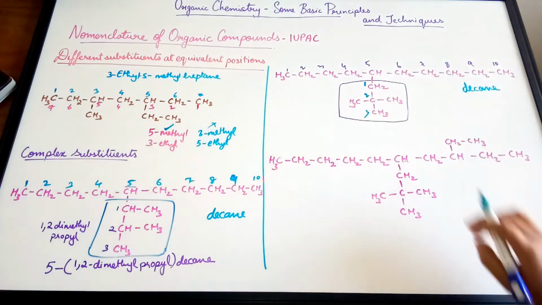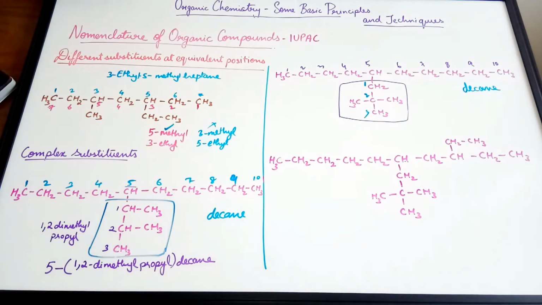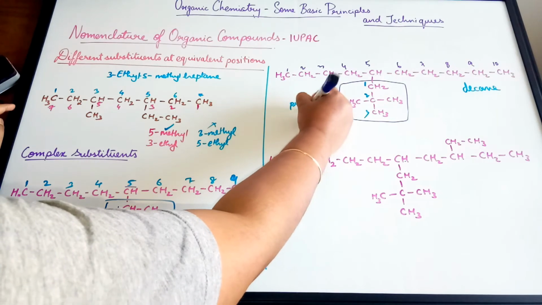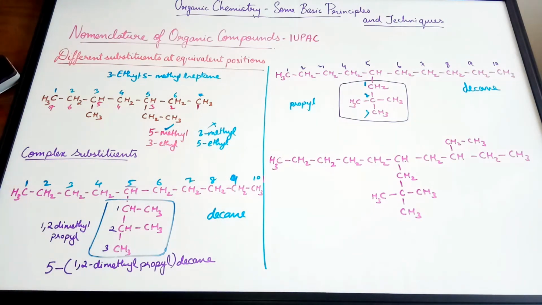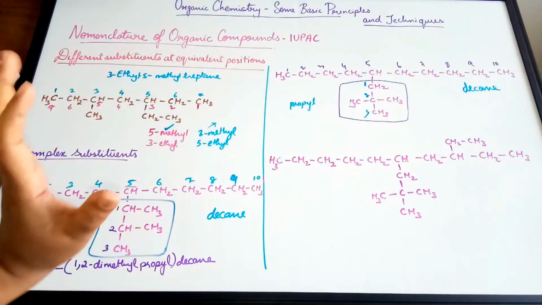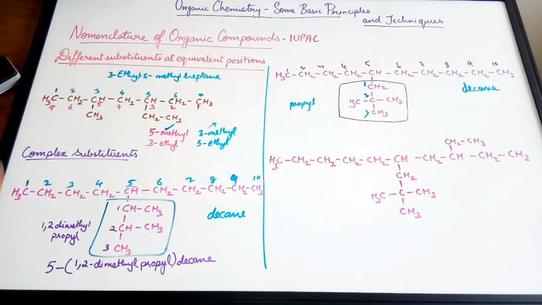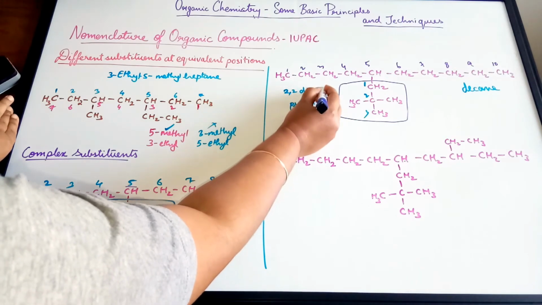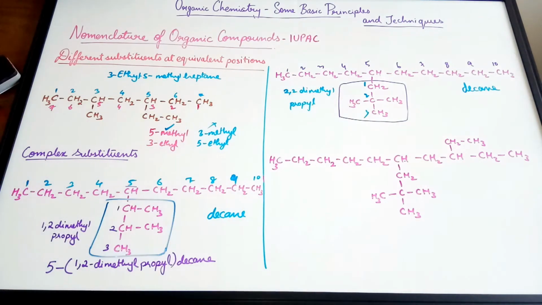So let's name this substituent. It has 3 carbon atoms, which means it's a propyl group. Because it's a complex substituent, we will not be writing propane, but we are writing propyl. Next, it has 2 methyl groups in the second position, which means 2,2-dimethyl. Because again that methyl group is attached to another chain, right? So it is 2,2-dimethyl propyl. That is the name of the substituent.